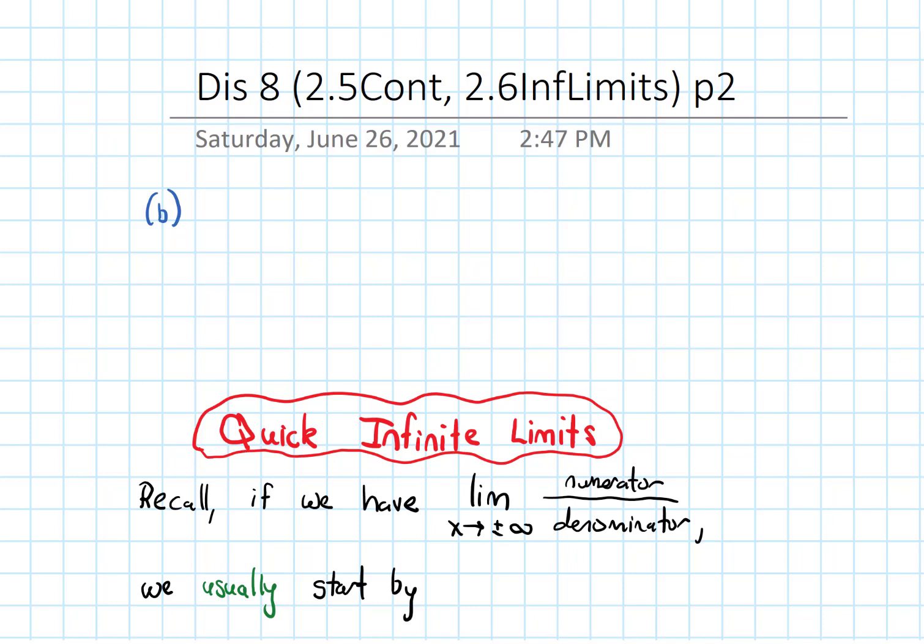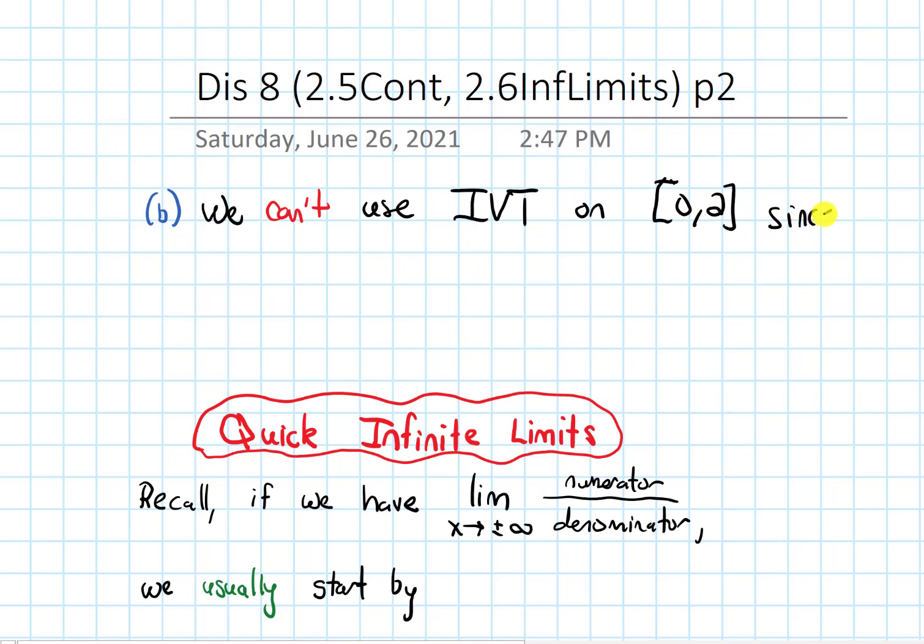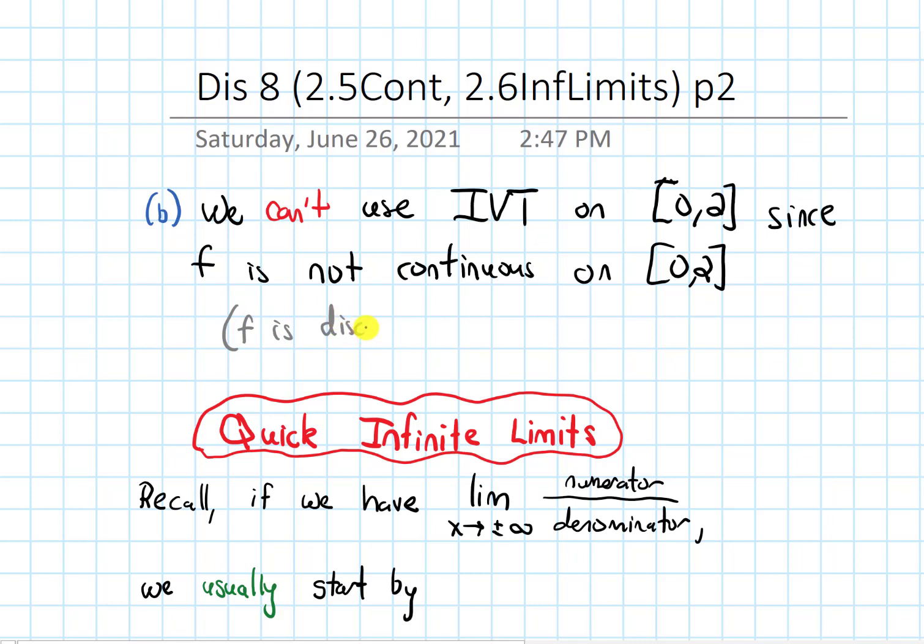So we are ready to write our answer now for B. Because of that, we can't use the intermediate value theorem, IVT, on this interval from 0 to 2, since my function f is not continuous on that whole interval. That's not continuous on the whole interval from 0 to 2, because as we saw, f is discontinuous at x equals 1, because plugging that in makes my function undefined.